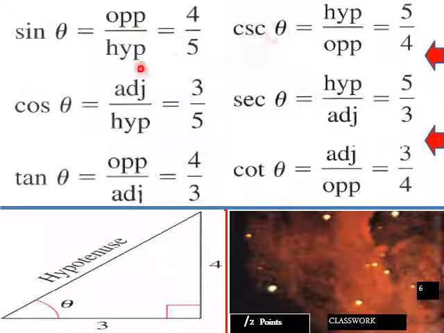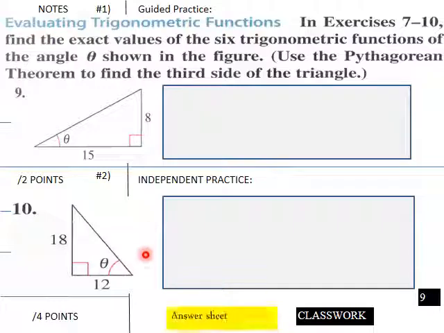And then cosecant, which is the inverse of sine, would be 5 over 4. Secant, which is the inverse of cosine, would be 5 over 3. And then cotan, which is the inverse of tan, would be 3 over 4. So that is how it works, using our right triangle here in the first quadrant to elaborate these functions.